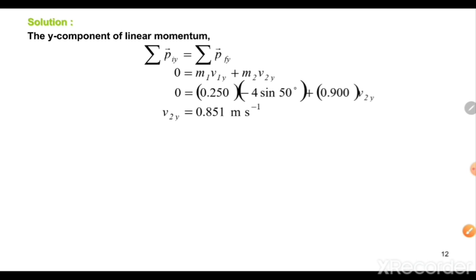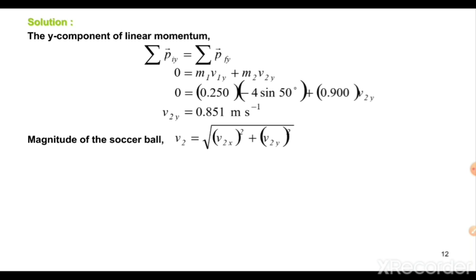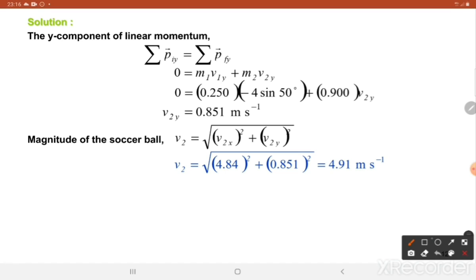So you will get v2y is 0.851 meter per second. And to calculate the magnitude of soccer ball, you use the Pythagoras theorem, which is v2 is equal to v2x squared plus v2y squared. Substitute the value of v2x and v2y. Finally, you will get the magnitude of v2. Represent the magnitude of soccer ball is 4.91 meter per second.